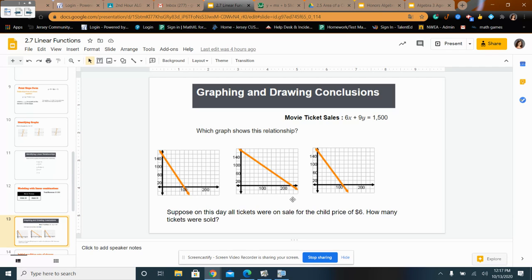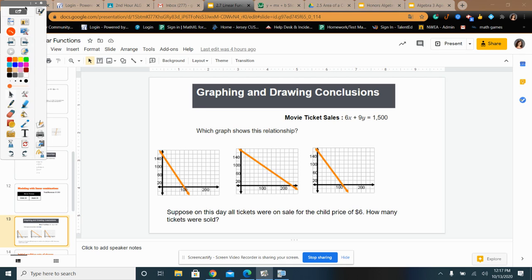And we graphed it, and it looked like it went all the way over to 200 here. And suppose all on this day, all tickets were kids' prices. Okay. So what if it was all kids and 0 adults? Well, if it's 0 adults, I would just put 0 in for y, and you could take 1,500 divided by 6, and you would see that there are 250 kids tickets sold, and that is actually the value that's right here, or that x-intercept.